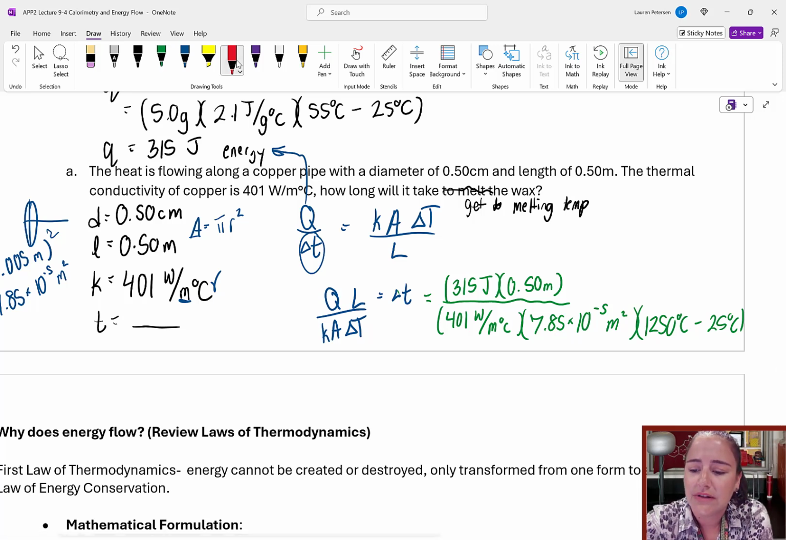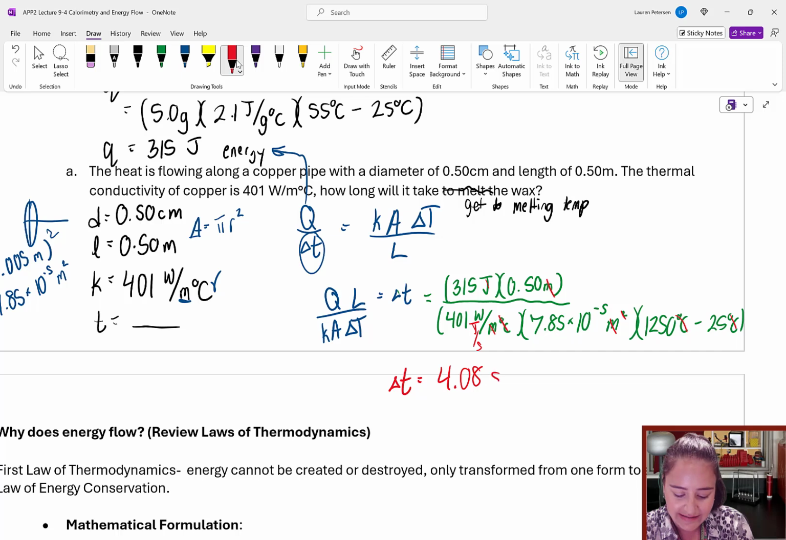Let's do a little unit check to see how those are going to work out. We have these degrees Celsius canceling out. We have this meter canceling out the squared, and that meter canceling out that one. We'll have joules per watts. Watt is the unit of power, which is joules per second. So joules will cancel out, and yes, we'll end up with seconds. So the time that it would take for that energy to travel along that pipe is approximately 4.08 seconds.